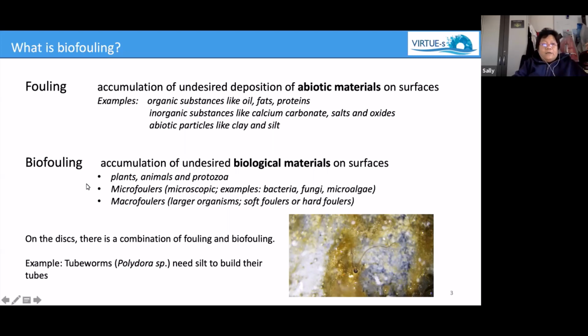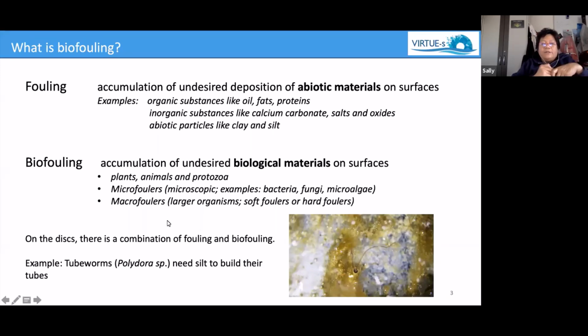And then you also have biofouling by biological materials on surfaces, which would be plants, animals, and protozoa. So biofoulers can be big or small. There are microfoulers, which are microscopic, and these are bacteria, fungi, or microalgae.